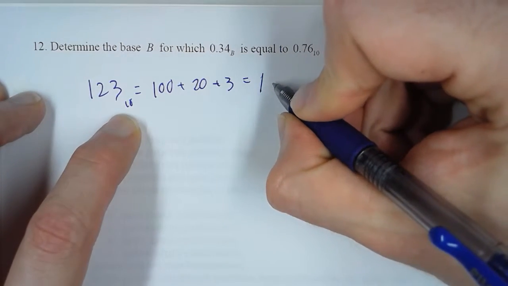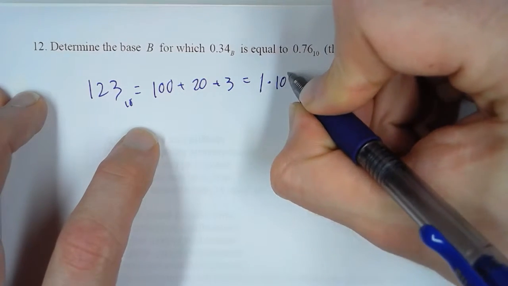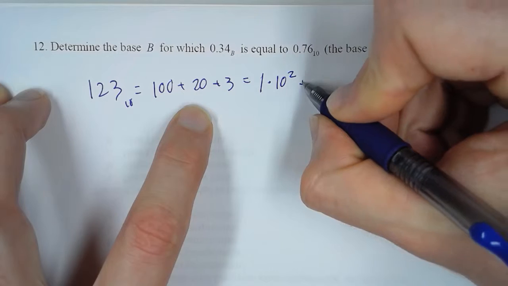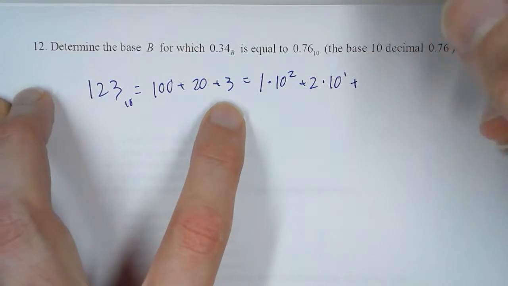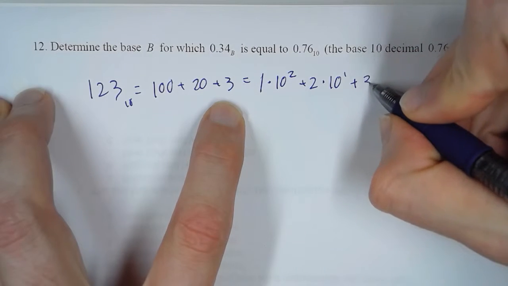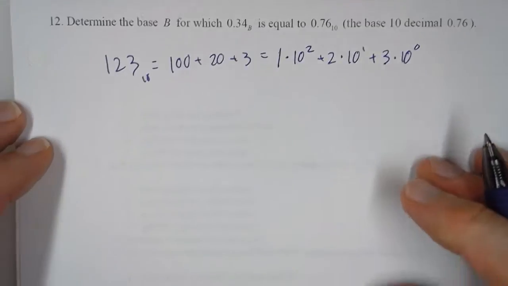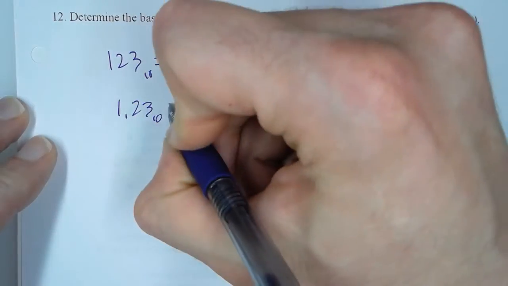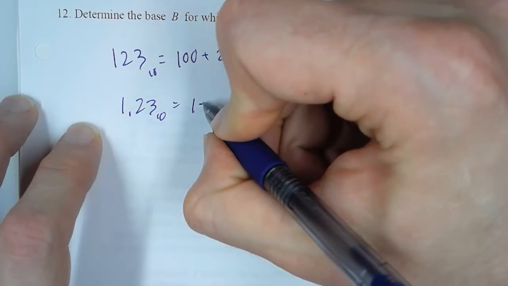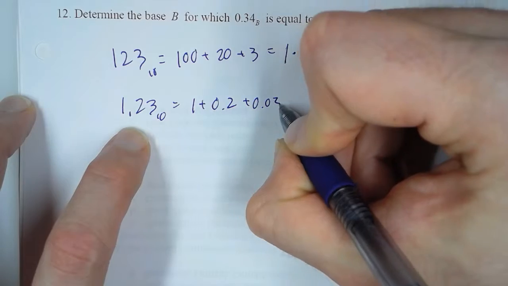Well, I have 100, which is the same as 1 times 10 squared. I have 2 groups of 10, which is 10 to the first. And then I have 3 groups of 10 to the 0 power. Now how would that differ from 1.23 in base 10? Well, that would be 1 plus 0.2 plus 0.03.